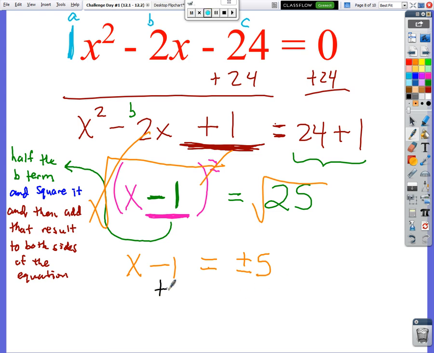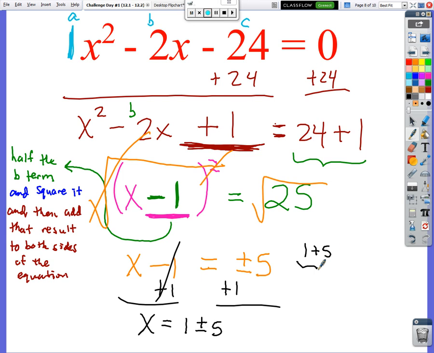The last little thing we've got to do here is just add 1 over to the other side, and we get x equals, and at first I'm going to write it like this, 1 plus or minus 5. But I don't want you to write your answer like that, because you can do this math. So what I want you to do is take 1 plus 5 and do the math, which is 6, or the answer is going to be 1 minus 5.